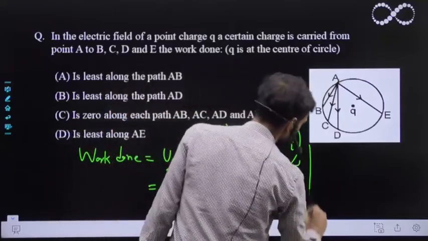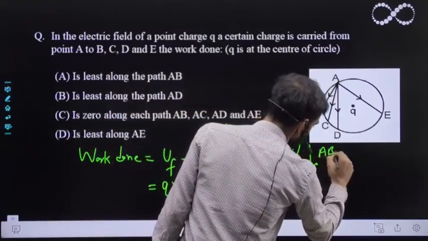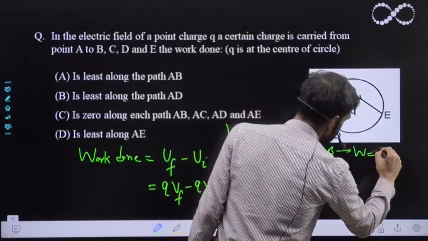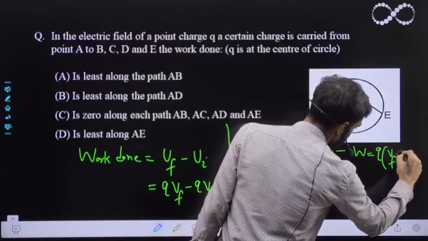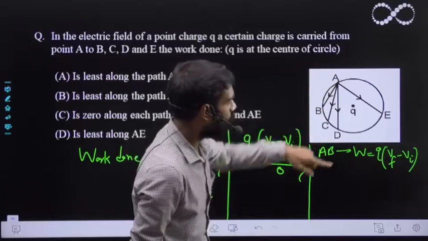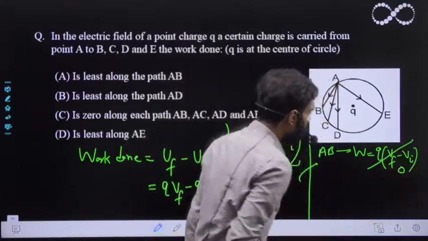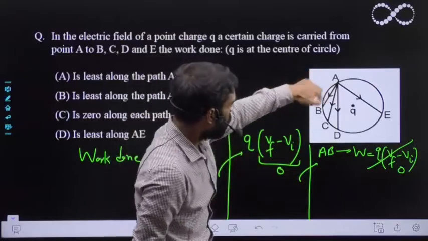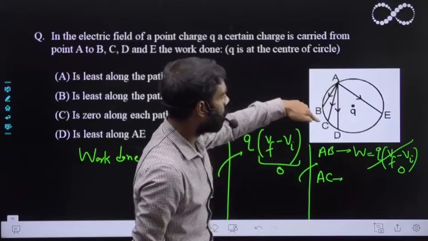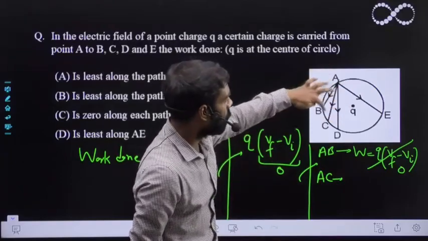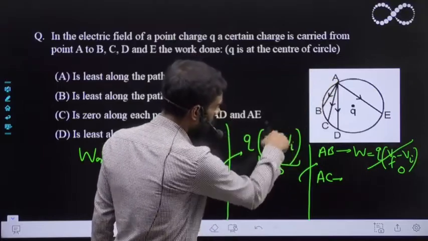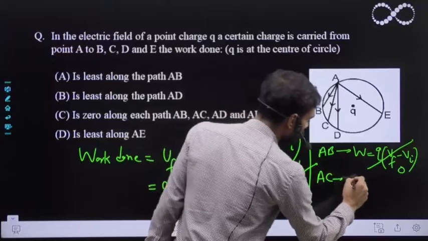If I see here for AB path, the work done comes Q into V final minus V initial. So for AB path also, the A and B are equipotential, so this will be 0. So AB path is 0. Same can be said for A and C also. If you will take here A and C path, then once again the point A and point C are equidistant from the Q. So A and C are also equipotential, same potential. So once again the delta V will become 0. So for AC also work done will be 0.